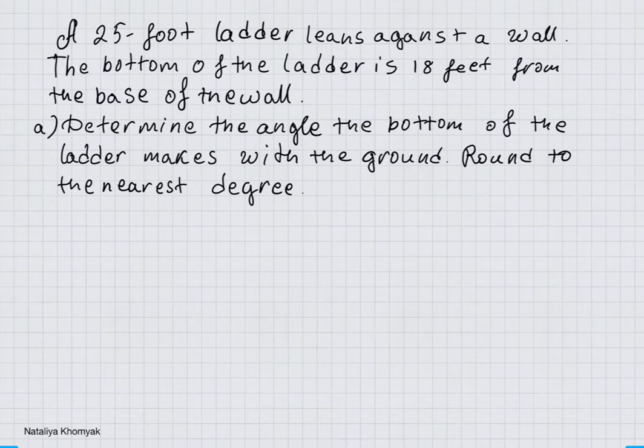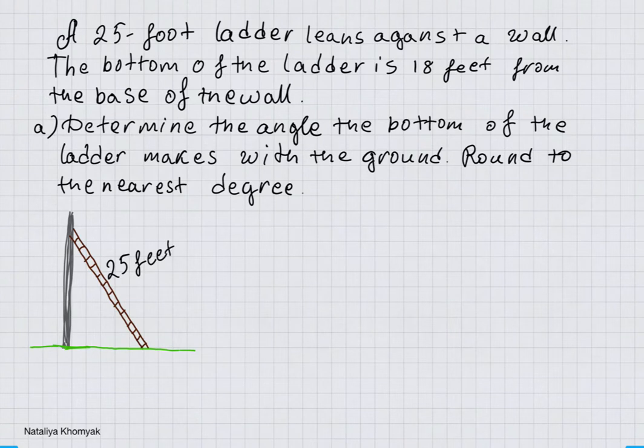So let's draw a diagram. We have a wall and we have a ladder that leans on the wall. We are told that the ladder is 25 feet long and the bottom of the ladder is 18 feet from the base of the wall. So this is 18 feet.